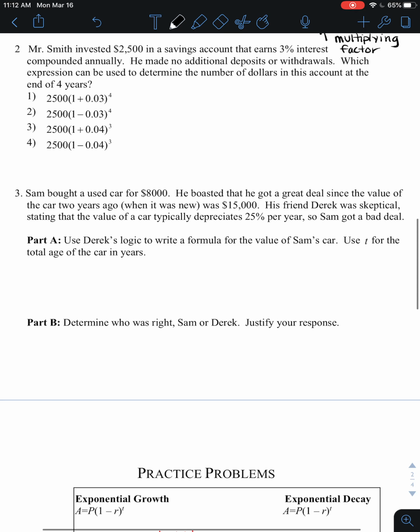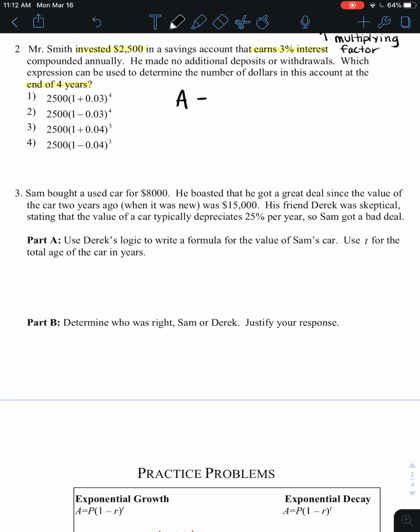Okay, let's keep going. Take a moment and read through number 2. So we're told that Mr. Smith invested $2,500 into a savings account that earns 3% interest. Compounded annually just means it earns this every year. They made no more deposits or withdrawals, so the money of $2,500 is still there. Which expression could be used to determine the number of dollars at the end of 4 years?